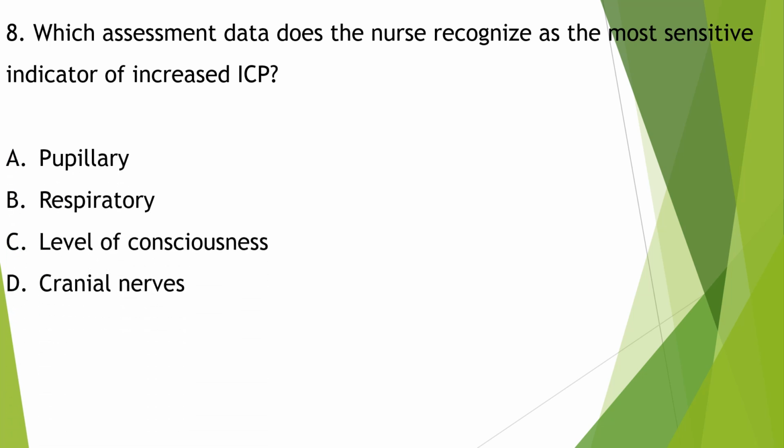Pupillary, respiratory, loss of level of consciousness, or cranial nerves? Change in level of consciousness is the earliest sign of increased ICP, and it should be reported immediately also. There may be changes in the pupillary, respiratory and cranial nerves, but they are the later signs.